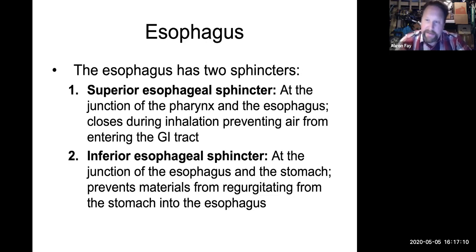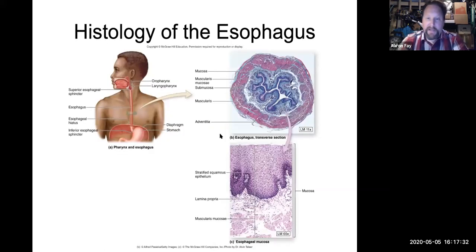So there you go. The inferior esophageal sphincter is at the bottom end of the esophagus, where the esophagus meets the stomach. Its main purpose is to prevent the backflow of material from the stomach into the esophagus. If this is not doing its job, the result is going to be heartburn, which has nothing to do with your heart. It has to do with stomach acid starting to climb up into your esophagus, which is going to be painful.